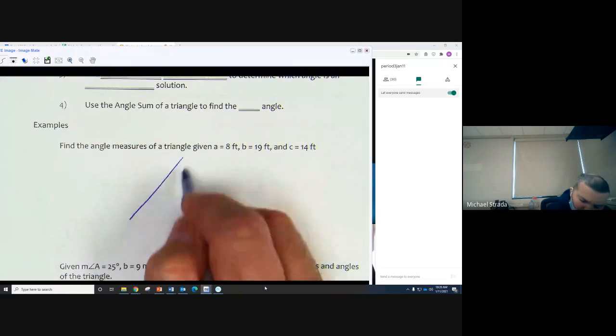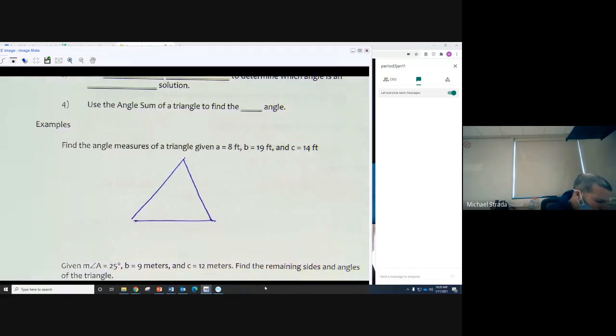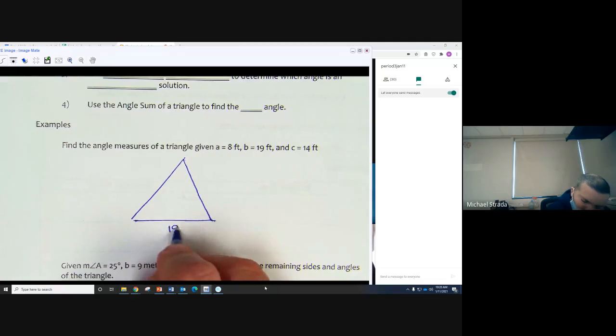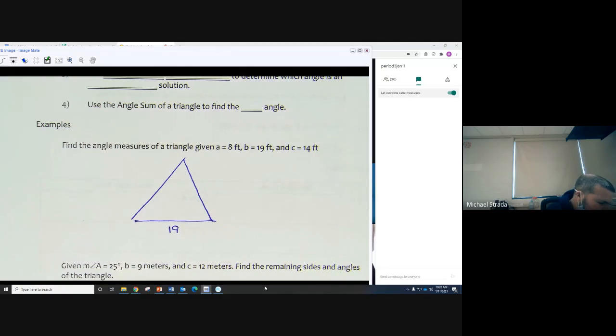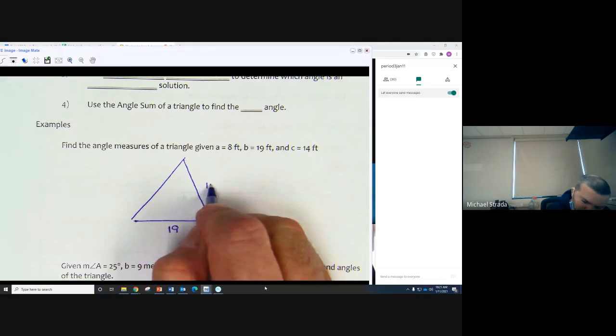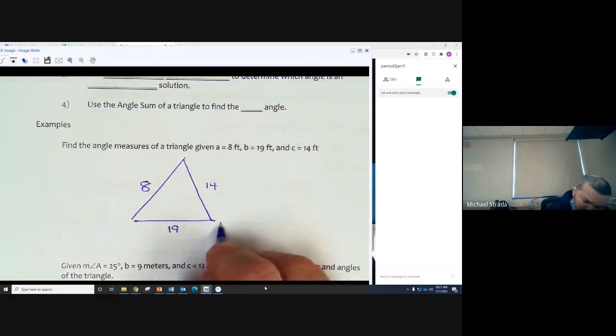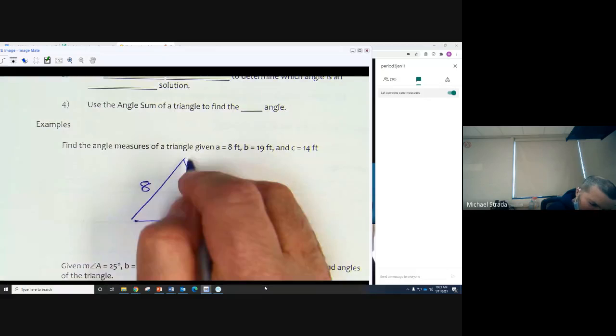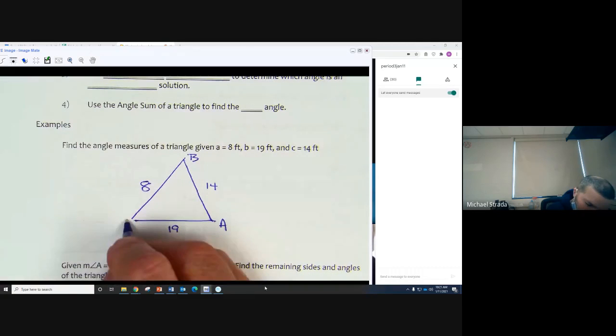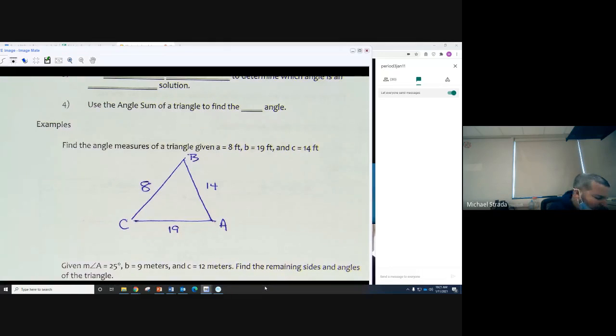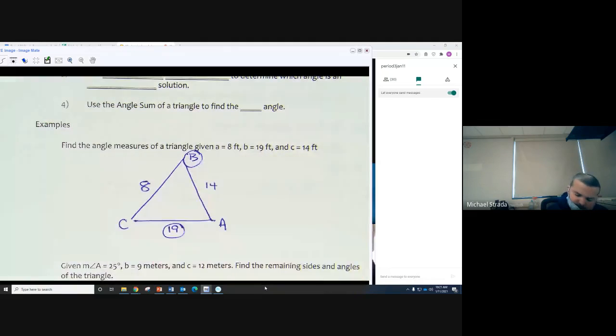All right, so I start with my structure, which is the triangle. Perhaps I put B down there, which is 19, C over here, which is 14, and A over here, which is 8. That means that's capital A, that's capital B, and that's capital C. Since 19 is the longest side, we need to get B.